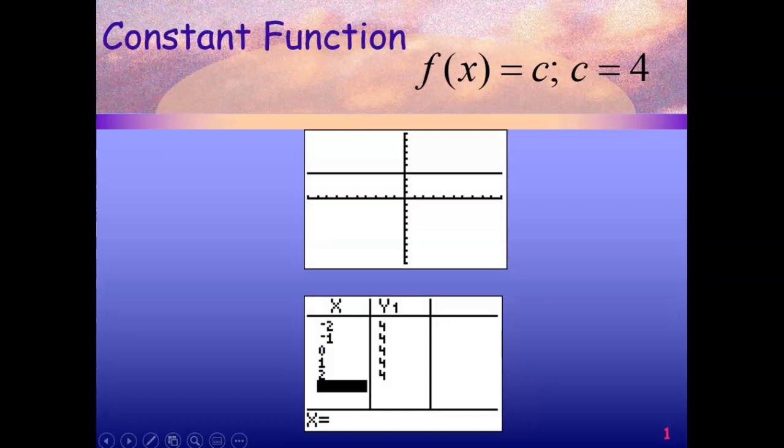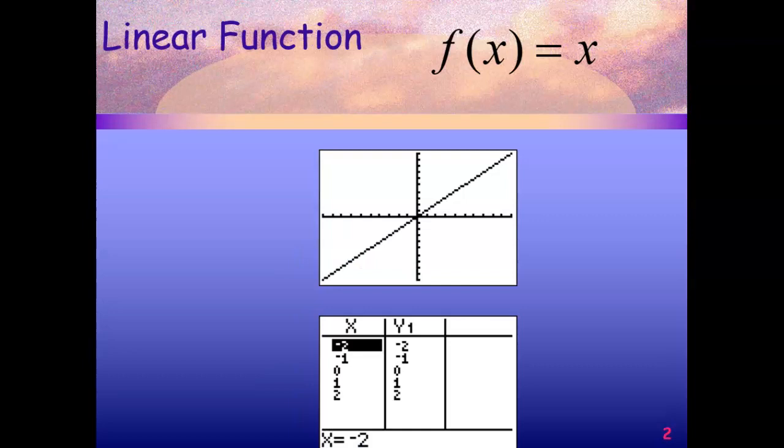All right, so the first one, constant, f of x equals c, and c could be any number. So f of x equals 3, f of x equals 2, any number. We're going to pick 4 for the purpose of our example here. So what that means is we have a horizontal line across the graph at the y value of positive 4. If you look at the table, you can see that even though you're changing your x values, -2, -1, 0, 1, 2, all of the y values are the same, and that's a constant function.